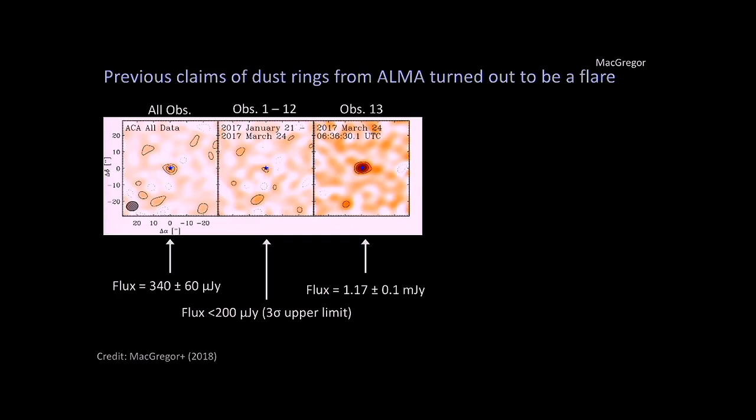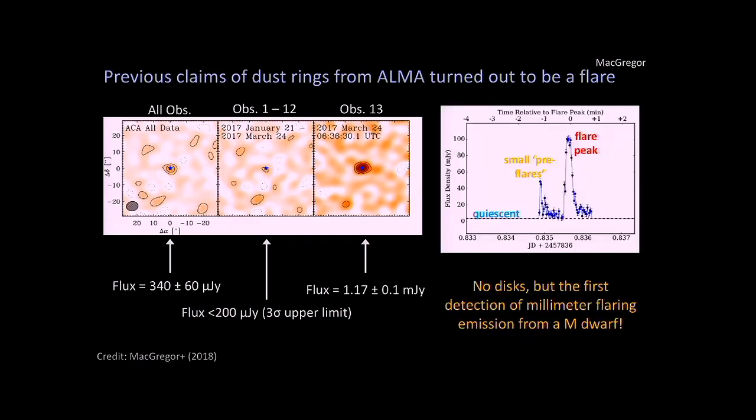Now we can do better with ALMA. ALMA has about a 1 second integration time, so we can actually split the data out into those individual 1 second integrations. And if you look at this last observation, in fact, there's almost nothing detected from the star for the majority of this whole observation, except for about 2 minutes, when suddenly the flare goes through this series of small hiccups, and then this large burst where it brightens by a factor of almost 1,000, and then fades back down to nothing. That's not a disk, unfortunately.